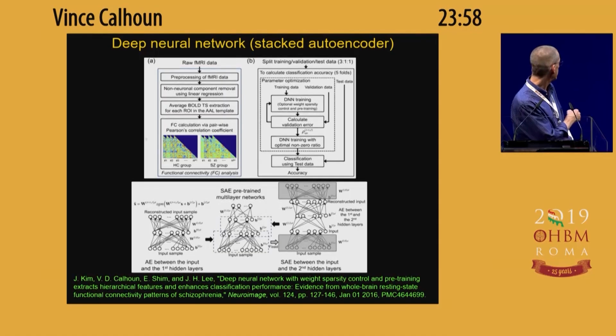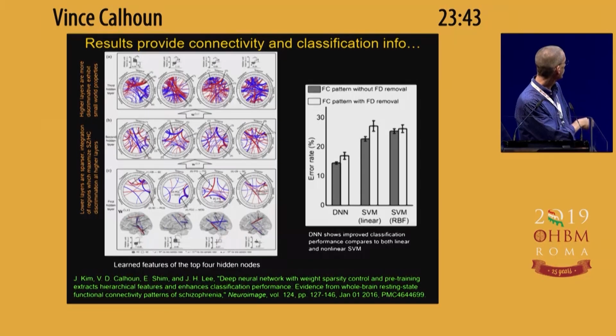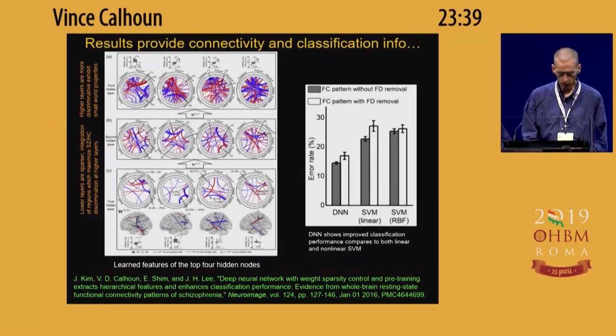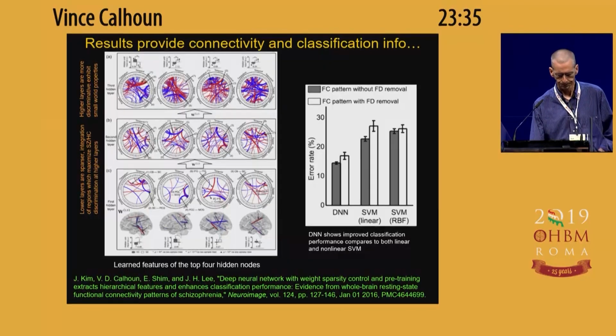I'm not going into the details. You can find the details in the paper there, and hopefully you'll be able to get the references downloaded from the website. But using a deep model, we do substantially better than either a linear or a nonlinear support vector machine. The error drops by close to 10% when we're classifying schizophrenia versus healthy controls.